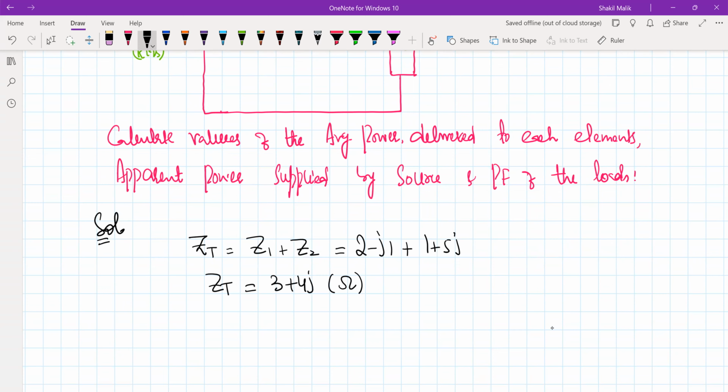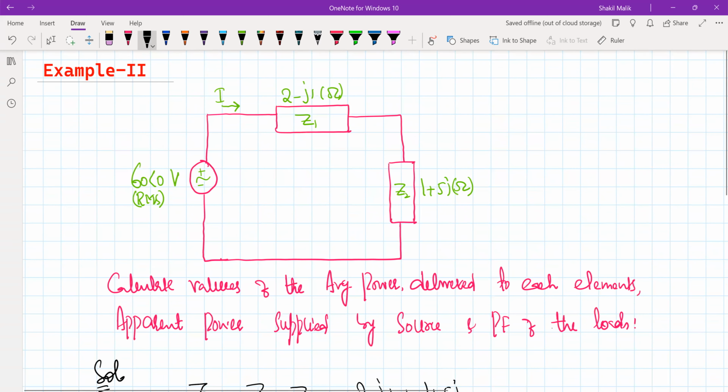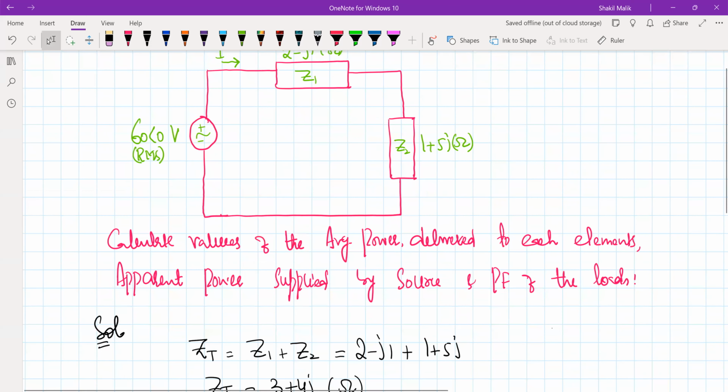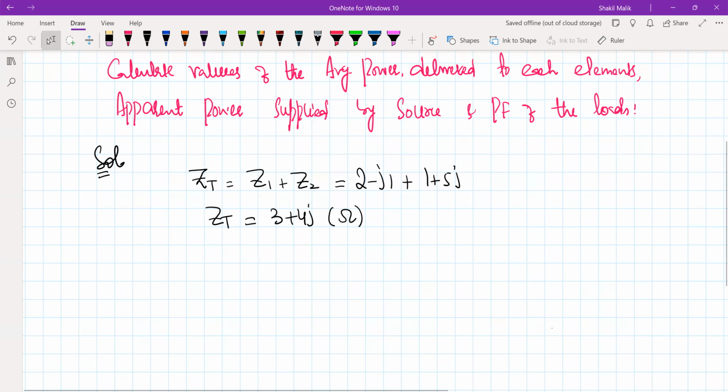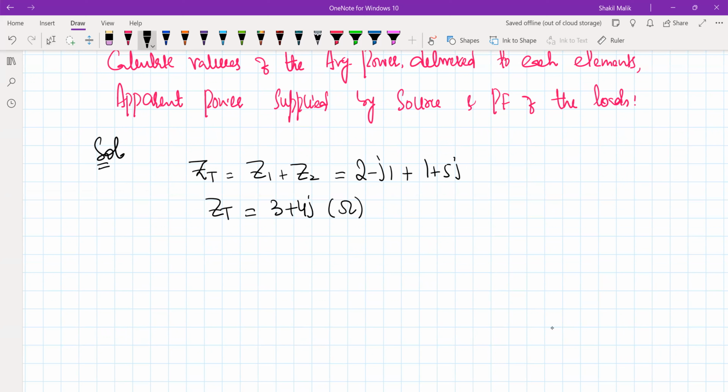Now we know the total impedance of the circuit, and we know the voltage across the two elements. So the voltage divided by the total impedance will give us the current flowing through these elements. I will be simply given by V divided by ZT. V is 60 at an angle of 0 divided by 3 plus 4j.